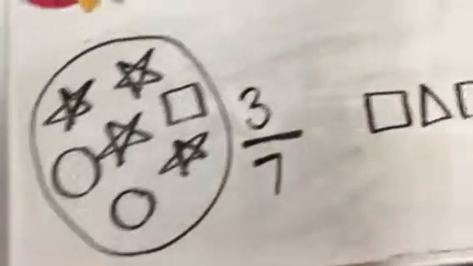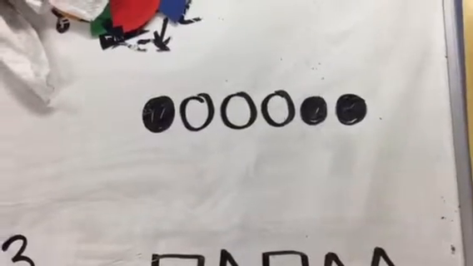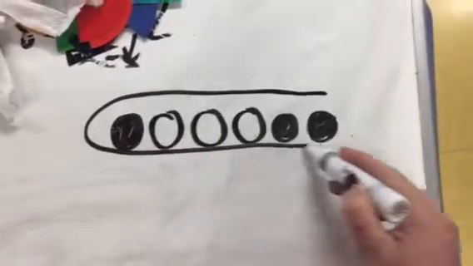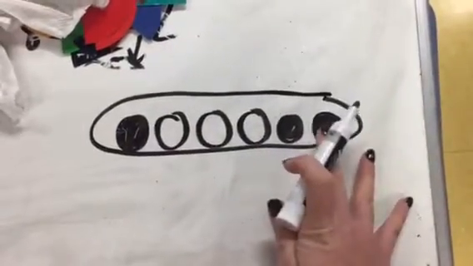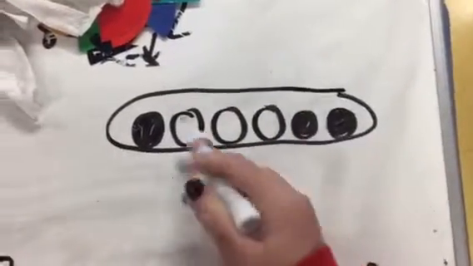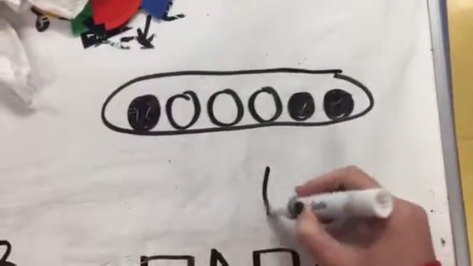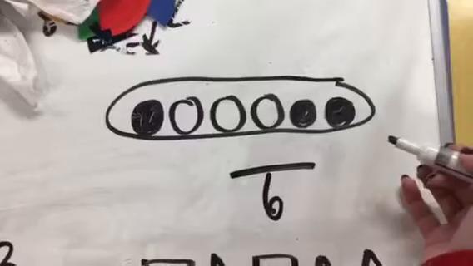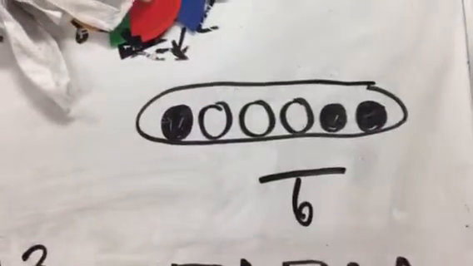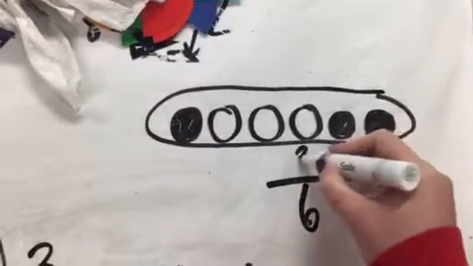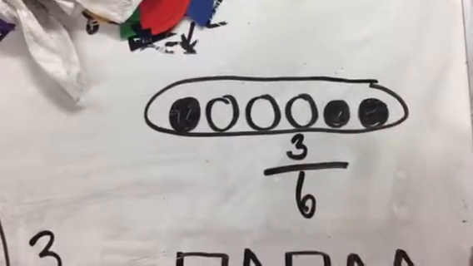Okay, let's try another one. Let's say you saw something like this and it said, okay, what fraction of this picture is shaded? Well, if it's a set fraction, this whole thing is one whole. It's not separate wholes. Okay, so if this whole thing is one whole, then it's 1, 2, 3, 4, 5, 6. My denominator would be 6 because there's 6 pieces in all. How many is shaded? 1, 2, 3. So 3 sixths is shaded.